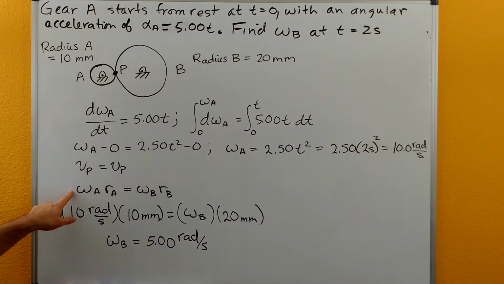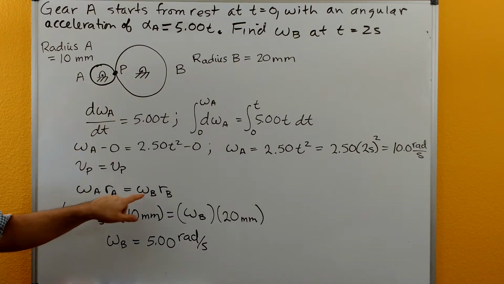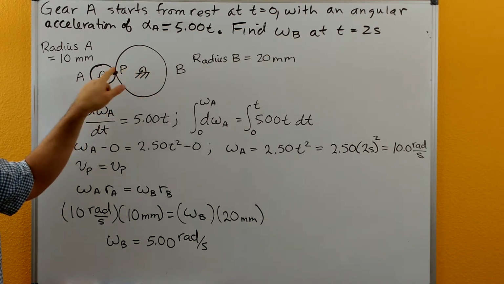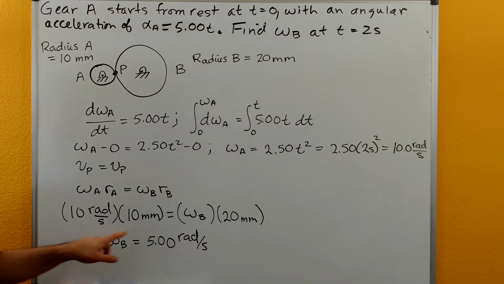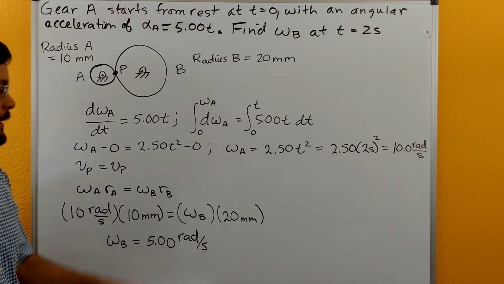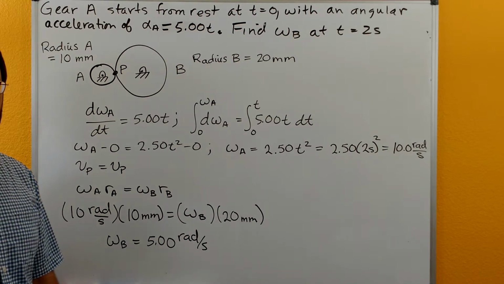So this gives us that omega A R_A, that would be the velocity at P because we're undergoing rotation around a fixed axis, is equal to omega B R_B. That would give us the velocity of P coming from this side. So we plug in what we know: 10 radians per second for omega A, 10 millimeters radius here, 20 millimeters radius here, and the only thing we don't know is omega B, and so we can solve for omega B.